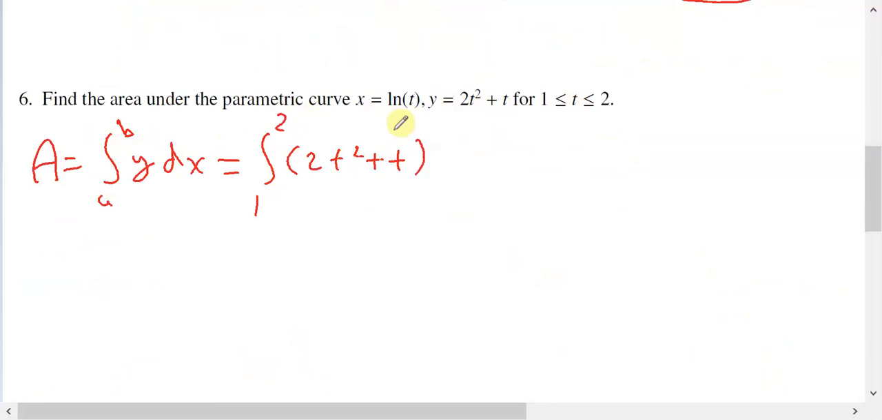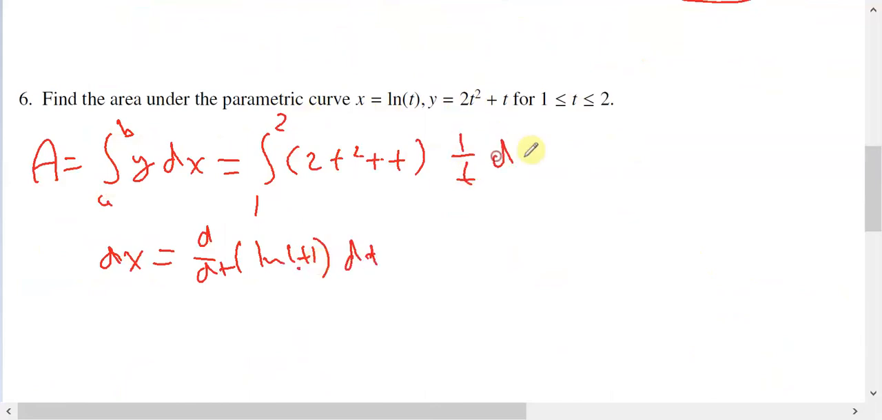Our parameter of t, this interval, is being changed so that I end up with y is 2t squared plus t, and dx is going to be the derivative of natural log of t, so dx will equal the derivative of natural log of t dt. Well, that's going to be 1 over t dt. And so I just finished this integral. I'll multiply through by this 1 over t to get 1 to 2. Just knocks these powers down and get 2t plus 1.